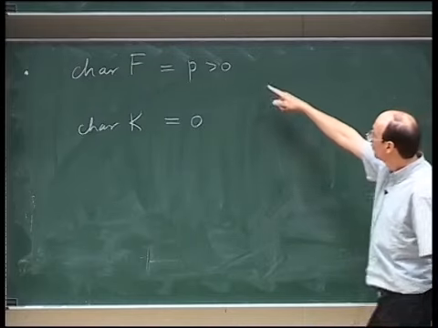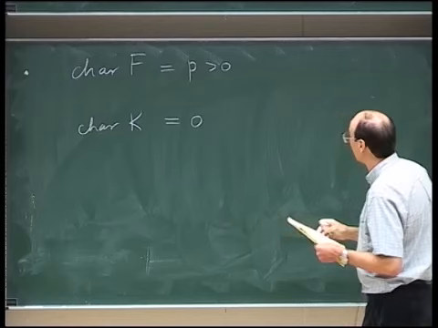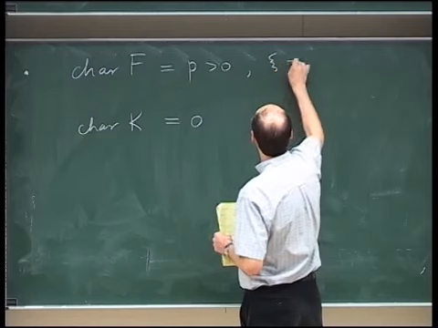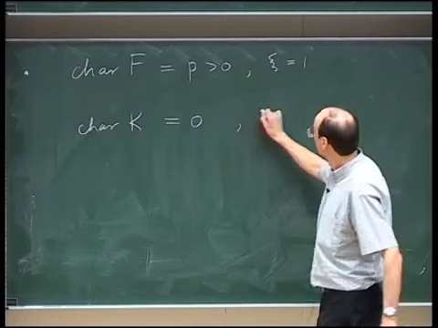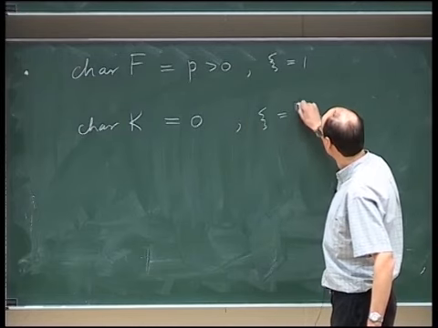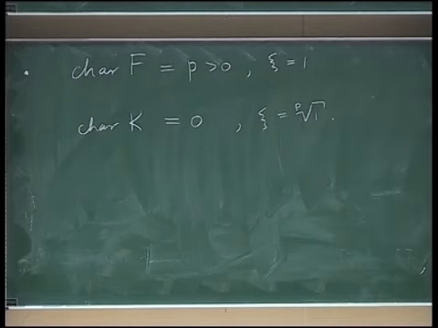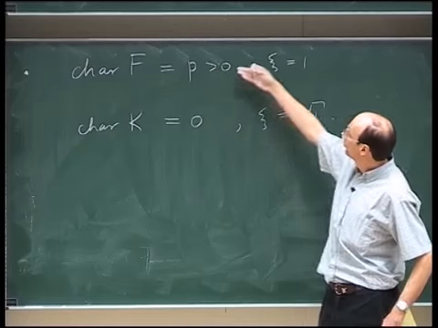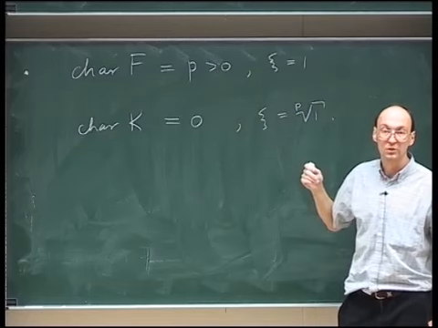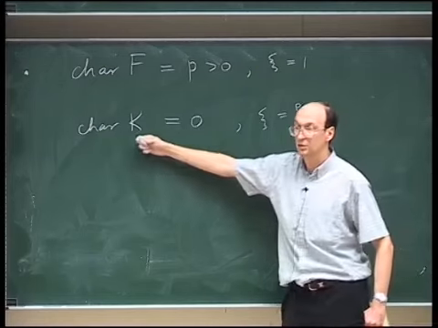And in this situation, let us take psi to be 1. And in this situation, let us take psi to be a pth root of unity. Okay, so I have positive characteristic, psi is 1. For example, this is the modular group algebra of the symmetric group in level 1 for lambda 0. And this is a Hecke algebra at a root of unity, but over a field of characteristic 0.